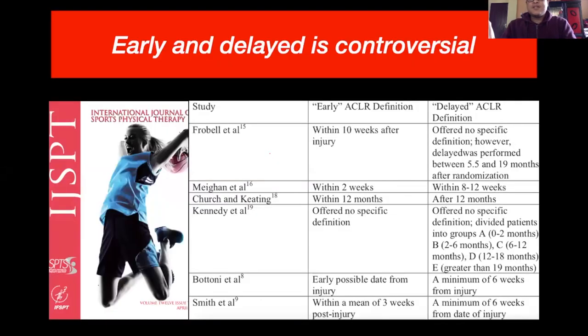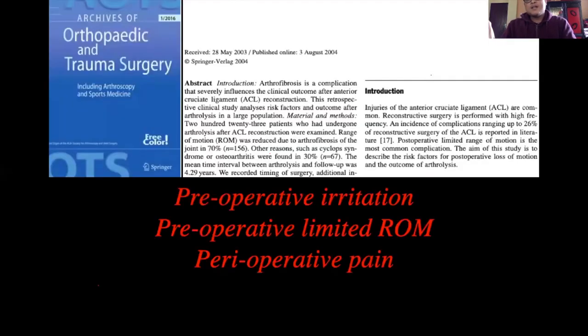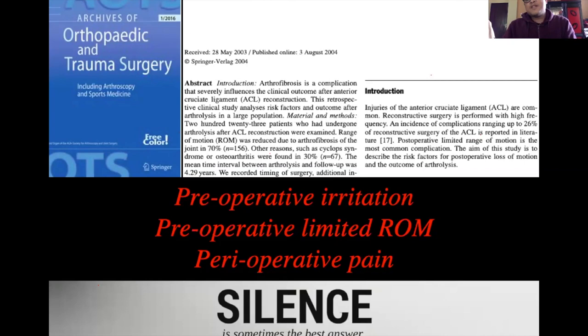Early versus delayed intervention is very controversial. It depends on the various studies. Some say it is as early as possible, some say 2 weeks, or some say 10 weeks. But what our panelists have agreed, I think, is that the main cause of arthrofibrosis is not the time duration but the irritable knee: preoperative irritation, preoperative limited range of motion, and preoperative pain. If there is limited extension and limited flexion along with swelling and pain, then that is an angry knee, and we should not intervene in those knees. In those cases, I think silence is the best answer. So we have to wait till the knee is silent in case of an isolated ACL tear.